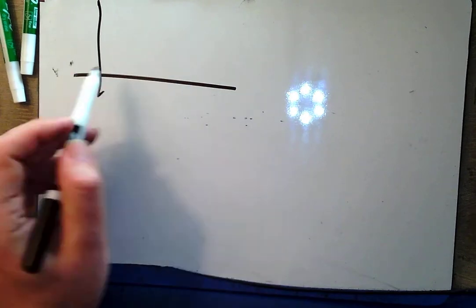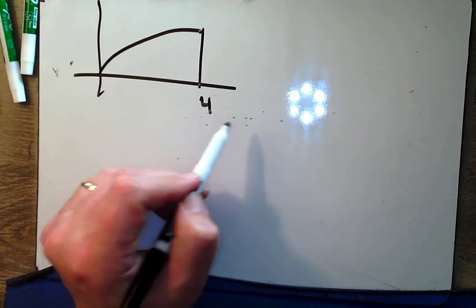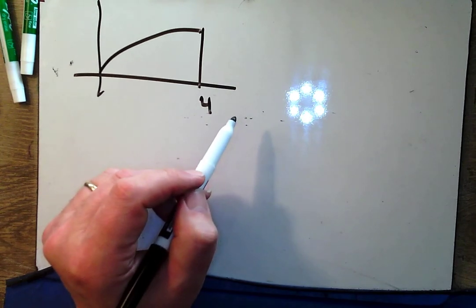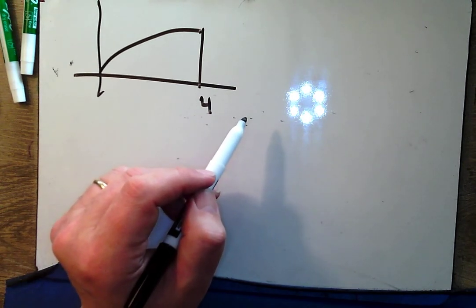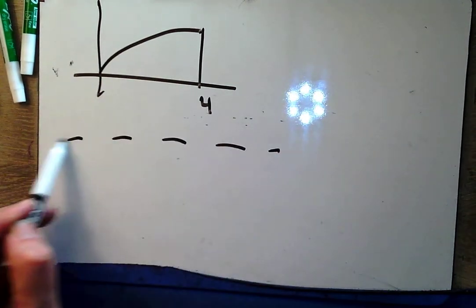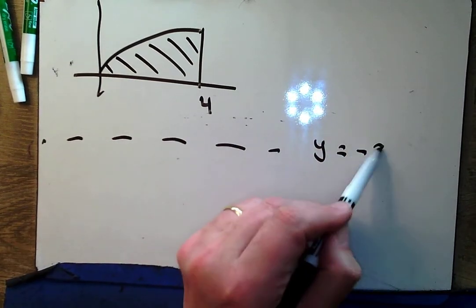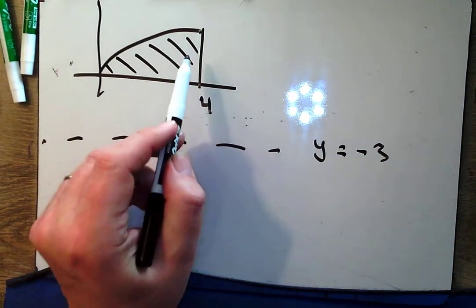Volume rotating square root of x, x equals 4, 0 to 3. Oh, 0. Okay, so we're taking this region, and we're rotating about y equals negative 3, and we've been asked to use shells.